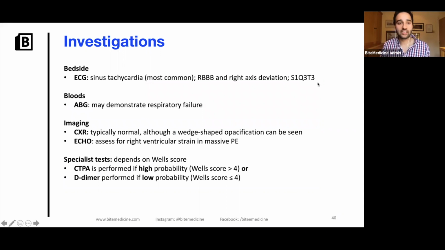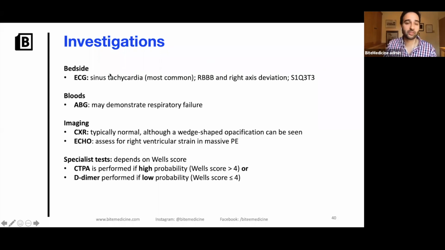So investigations. We like to follow a bedside, bloods, imaging, special tests approach, mainly because it means you won't forget anything and it's a really, really structured way to do things. So bedside ECG: sinus tachycardia is the most common finding, but you can also have features like right bundle branch block, right axis deviation, S1Q3T3. We'll do a webinar on ECGs and talk through all of these types of things.